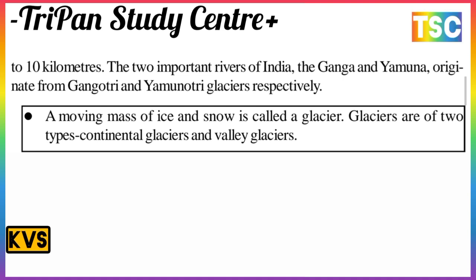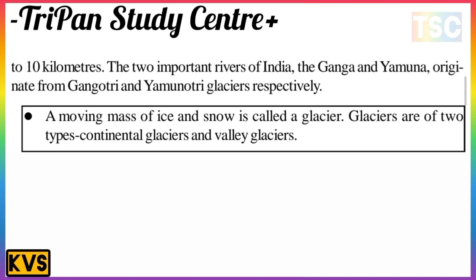A moving mass of ice and snow is called a glacier. Glaciers are of two types: continental glacier and valley glacier.